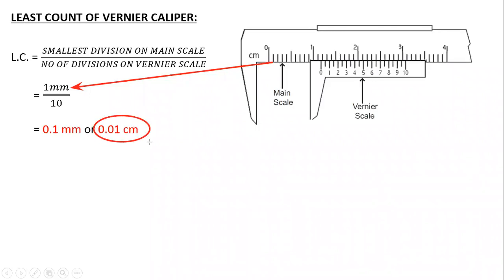Is this much clear? Yeah, the count of the vernier scale can vary. It can have 20 divisions, 30 divisions, and so on.